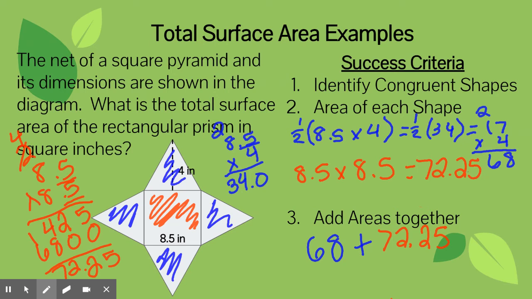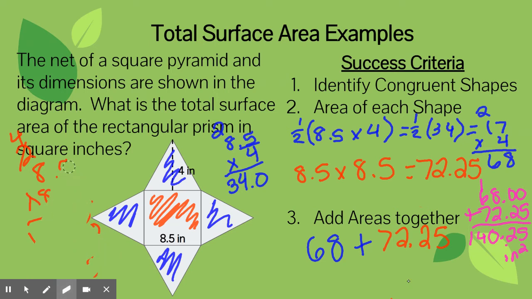Okay, and then I add them together. So let's add them together. So 68 plus 72.25. So remember, line up your decimals, okay? 5, 2, 10. 7 plus 6 is 13 plus 1 is 14. So 140.25 inches squared. And that's my answer there. Okay.